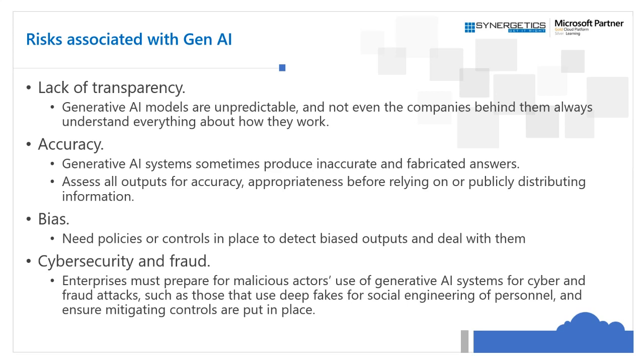Accuracy. Generative AI systems sometimes produce inaccurate and fabricated answers. Whenever you use any generative AI system to produce data or code, it will give an indication that this is AI generated code. Use it with caution, because it may not be accurate. So you have to be very careful while using that code. You have to assess all outputs for accuracy and appropriateness before relying on or publicly distributing information.